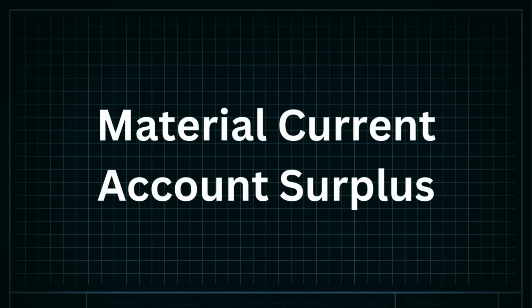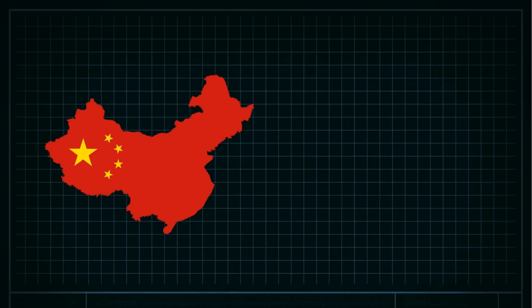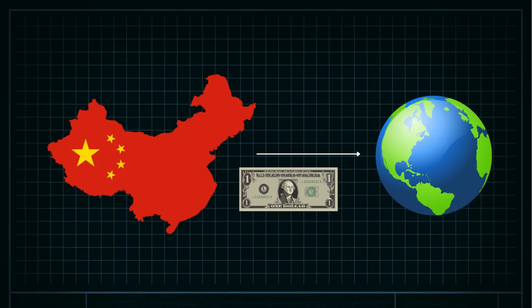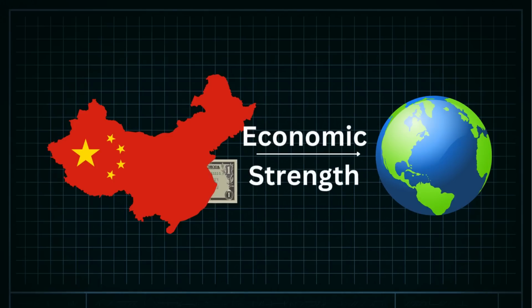The second here is that a country must have a material current account surplus that is at least 2% of GDP. What this basically means is that the country exports significantly more goods, services, and capital than it imports, resulting in a net inflow of money. A current account surplus is often seen as an indicator of economic strength, but when it exceeds 2% of GDP persistently, it can raise concerns about imbalances in global trade.